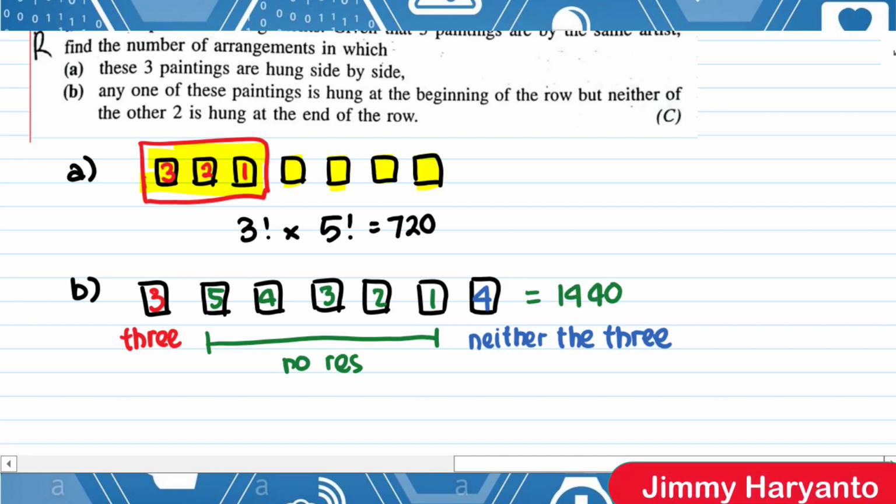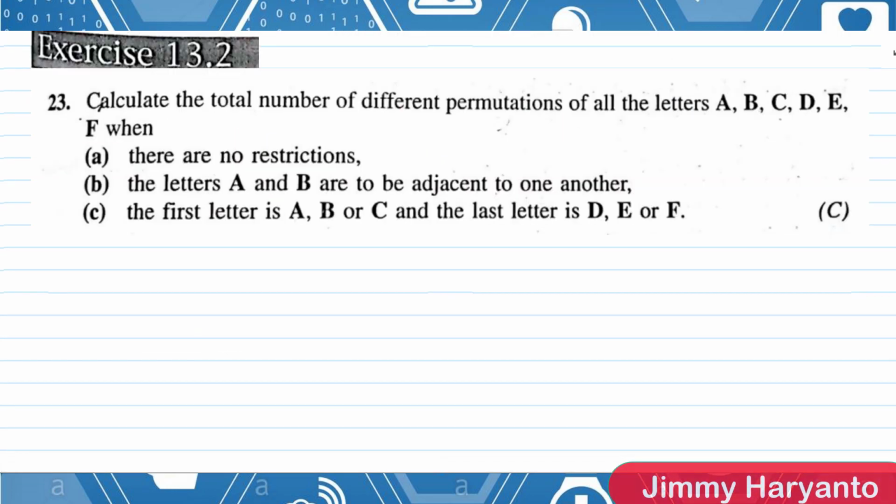1440 ways for B. Next is 23. Calculate the total number of different permutations of all letters A, B, C, D, E, F when there is no restriction. No restriction means 6 factorial, which equals 720.